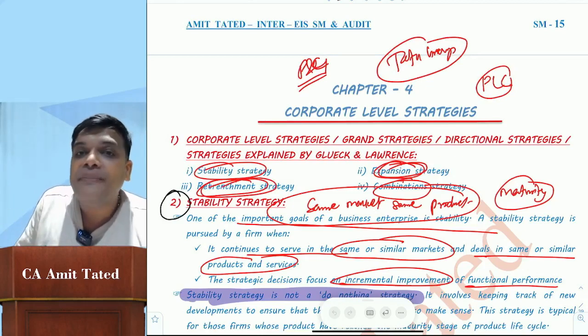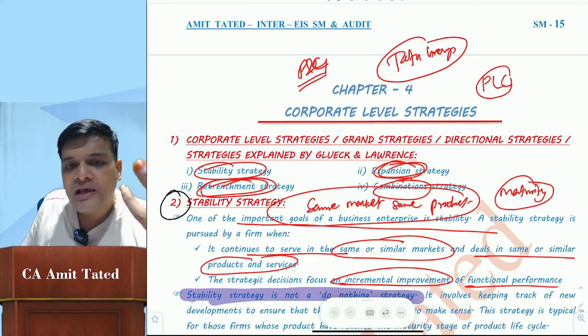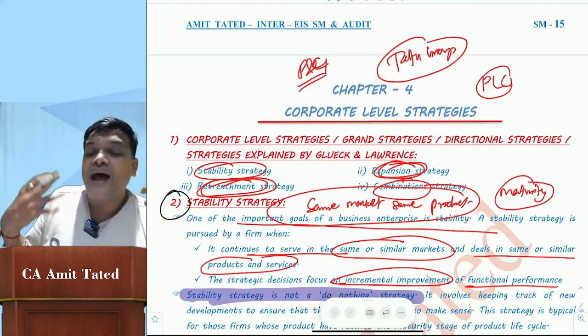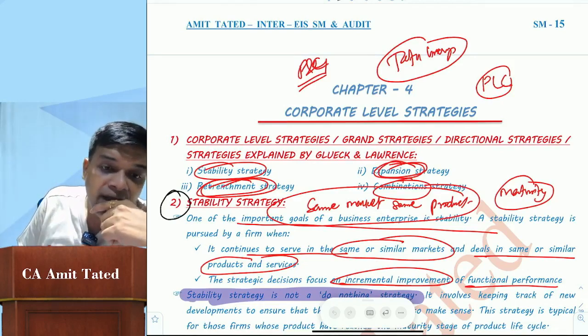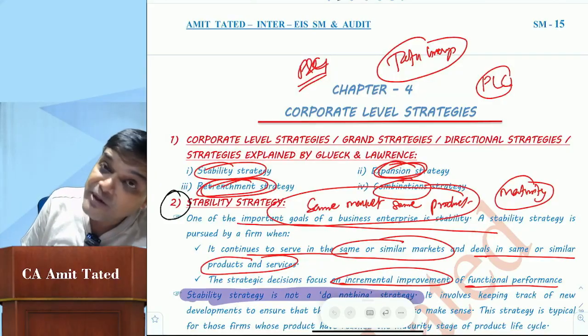So they are using a combination. When the business is very large, like Procter & Gamble, HUL, banks and other groups, the ITC group, here they will be using a combination strategy. But for a product, don't focus on combination strategy. For a product, it can be with respect to your chapter 5.